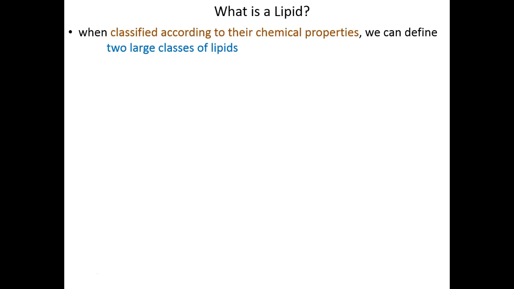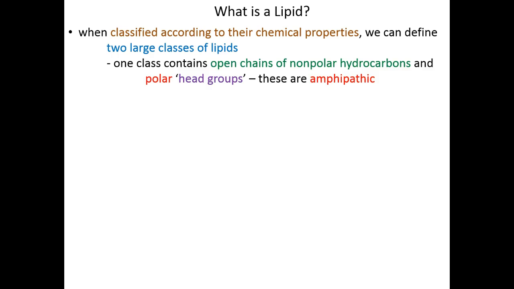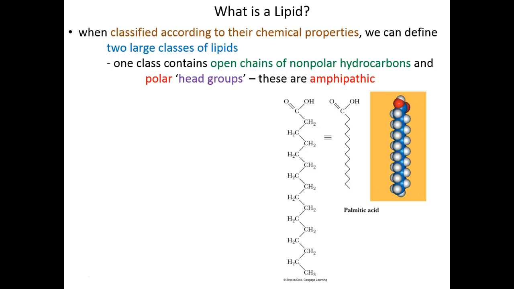We can classify lipids according to their chemical properties, and when we do, we can come down to two broad categories of lipids. One of those categories is amphipathic molecules. Remember, we discussed amphipathic molecules before. These are molecules that contain both hydrophobic and hydrophilic parts. This class of lipids are usually made up of open chains of hydrocarbons. That's the nonpolar side. And then at the cap of that chain of hydrocarbons, carbon and hydrogen, we find more polar hydrophilic head groups. So here's an example of that type of lipid.